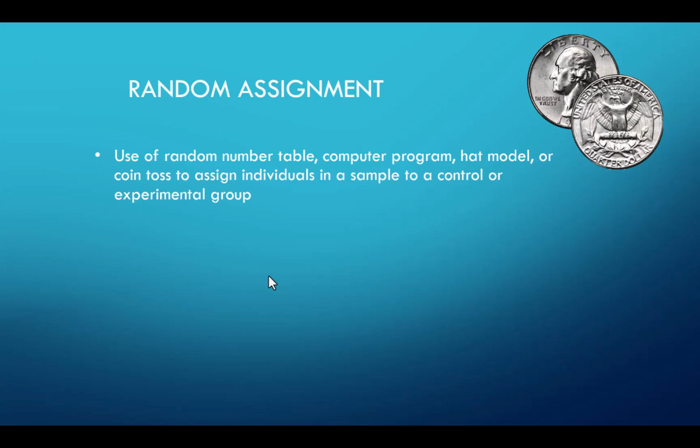So random assignment uses the same type of random tools as simple random sampling: a random number table, a computer program, pulling names out of a hat, a coin toss, something to randomize the sampling. It evenly distributes the background variables among the groups. So again, here in our example, we're interested in things like gender and age, but maybe in another study, it might be socioeconomic status, amount of schooling, intelligence level. There's a variety of different things.